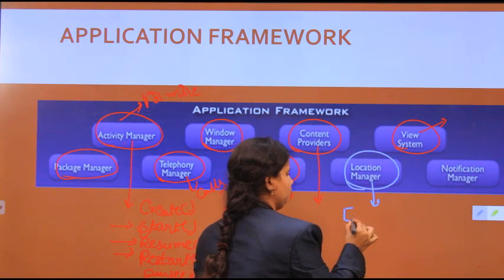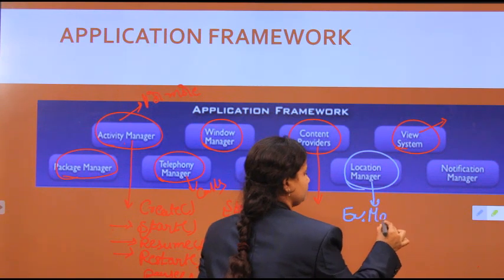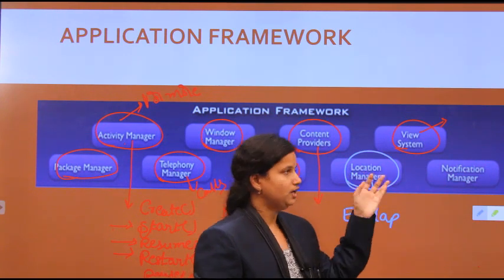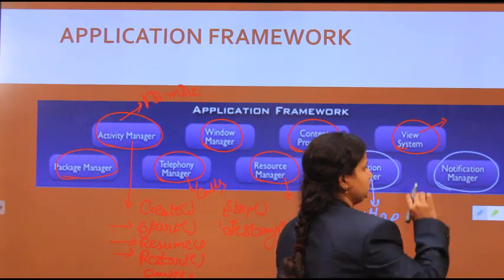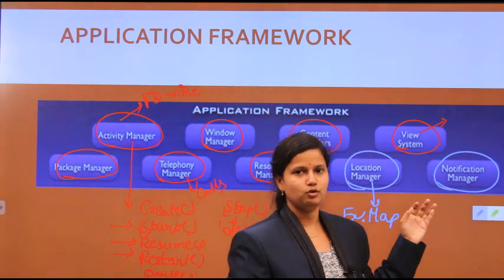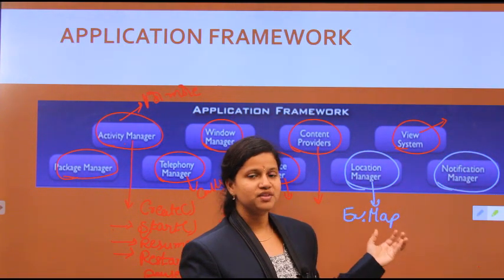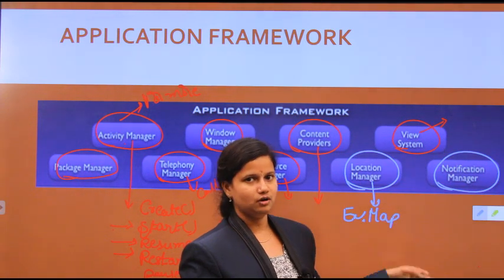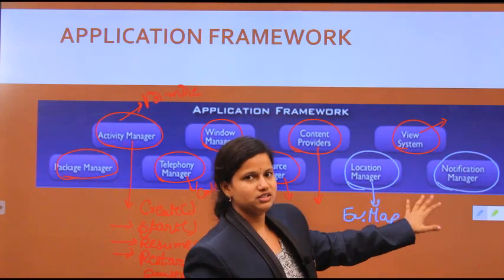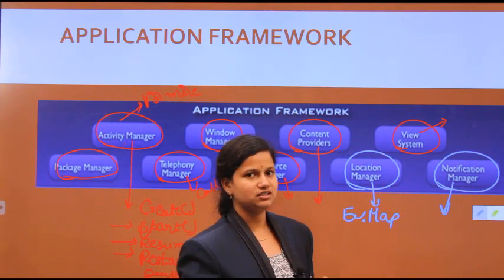For example, which applications require this location manager? Google Map. In Google Map, by using that we find out the location. And the notification manager, the last one. The notification manager gives you notifications like your battery is low, or you are getting messages from WhatsApp or Facebook, or your mobile is shutting off, this closing of the application. Notification related information is the responsibility of this notification manager class.